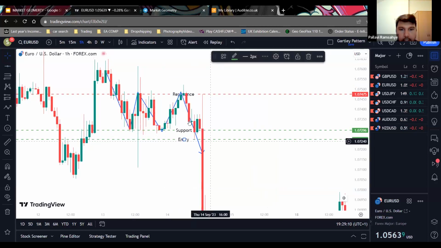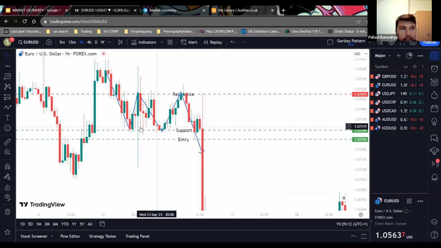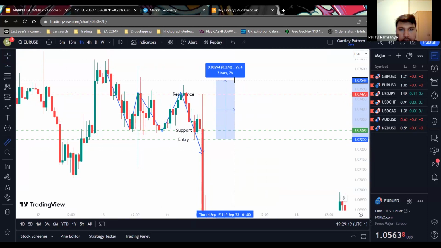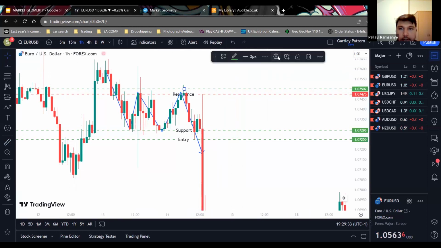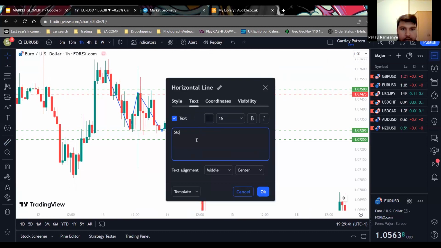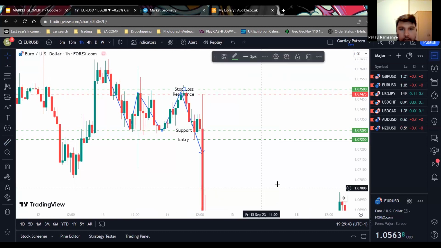So I would enter here at this point, right here. And then we want to place our stop loss. So let's place our stop loss. Let's do 30 pips. Again, we can place it above the resistance, which 30 pips is above the resistance anyway. We can place it lower. So we can put our stop loss like at 500. So let's change that. Let's do 500. Stop loss.